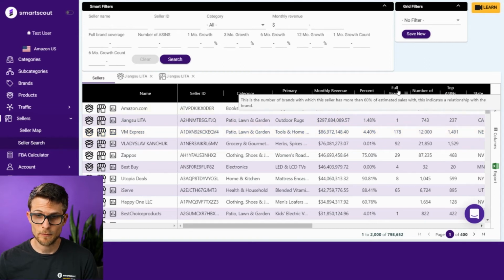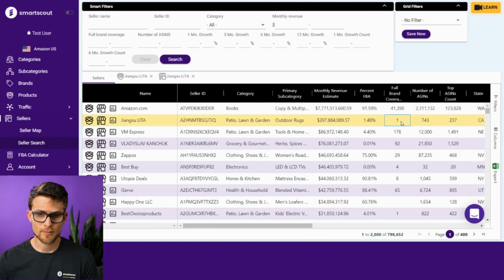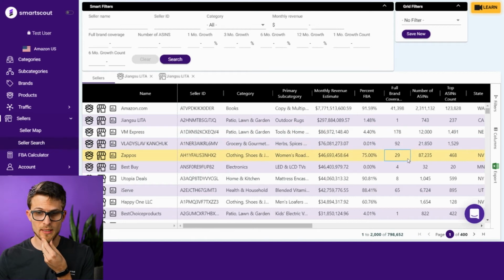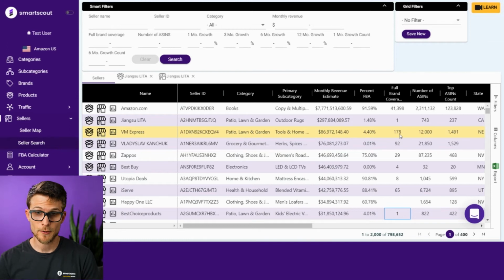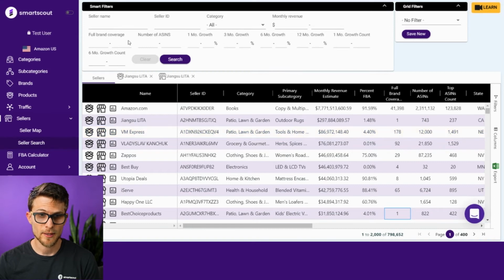Brand coverage. So this brand only has one. The more that they have, the more likely they are to be an agency type of seller where they have exclusive relationships with brands. Companies that have more brands might have trouble managing all of those listings. So maybe you're really good at optimizing listings. You could go after people that have higher brand coverage, so maybe people with a minimum of 100 brands.